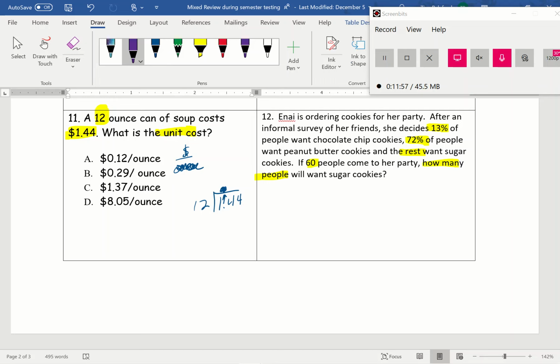So my suggestion is for you to add the percents. And then I would subtract that from 100. That is the number I would use in my proportion. The other thing you could do is find 13% for chocolate chip, 72% for peanut butter, add those together, then subtract those from 60. But this is one proportion instead of two.